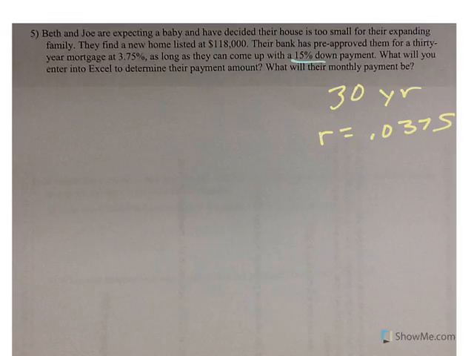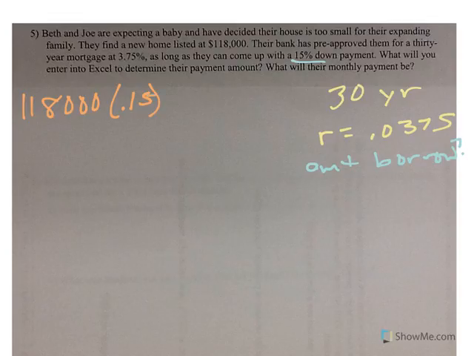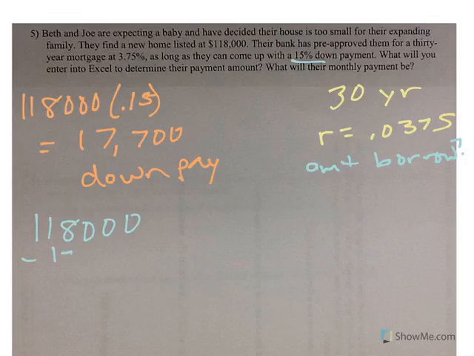Okay, now here's the thing. They need a 15% down payment. What will you enter into Excel? Well, in Excel, we find the amount that they need to borrow. If they're buying a house for $118,000, they have to have 15% down. So what is 15% of $118,000? When I multiply these together, their down payment is $17,700, right? This is the down payment. So how much are they going to borrow? Well, the house is $118,000. They're going to put $17,700 down, which means they are going to borrow $100,300.